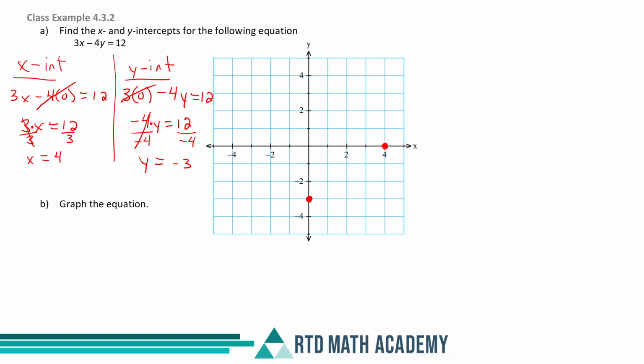Perfect. Now we have 2 points. If we want to graph this equation, all we have to do is connect the points. And for good measure, I never really did write these as points, so let's do that too. The y-intercept here was the point (0, -3), and our x-intercept was (4, 0).